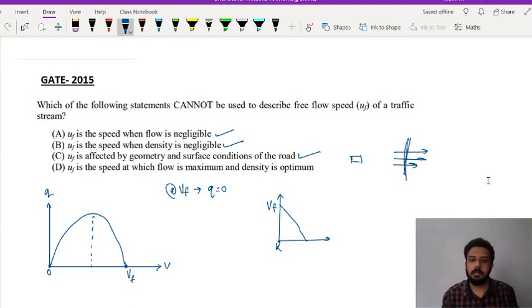Uf is the speed at which flow is maximum and density is obvious. No. Uf is the speed at which flow will be 0. And what is the speed at which flow is maximum? That is actually Vf by 2, not Vf. So the last statement is wrong.